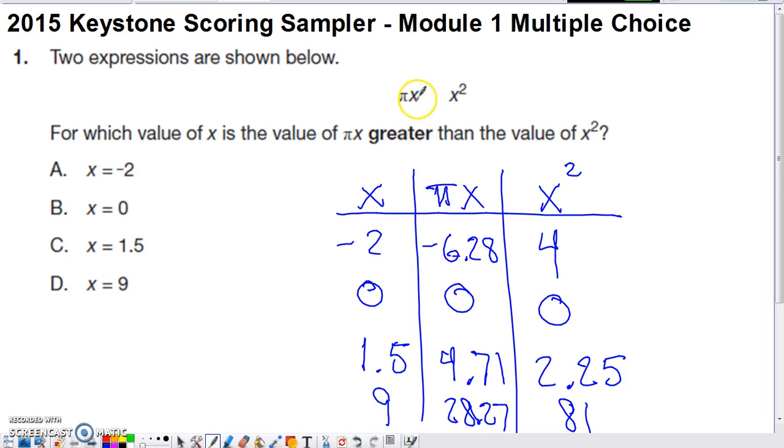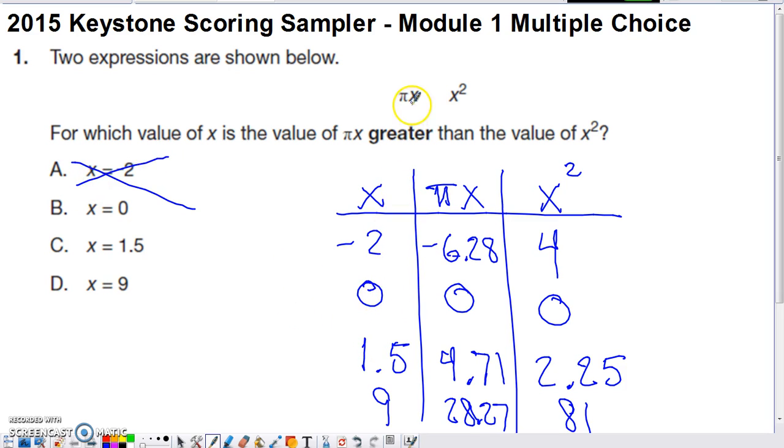And then I wanted to put these 4 x's in place of each of the x's in these expressions. So I did pi times -2, typed it into the calculator, got -6.28. I then did -2 squared. -2 times -2 is +4. Is pi x greater than x squared if x is -2? No way. That negative number is definitely less than +4. So I realized that was not my answer, so we could rule out choice A.